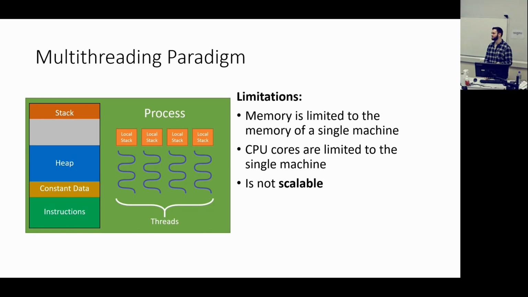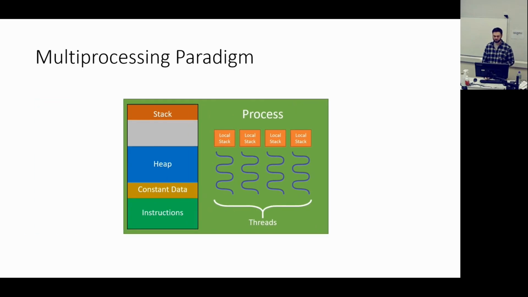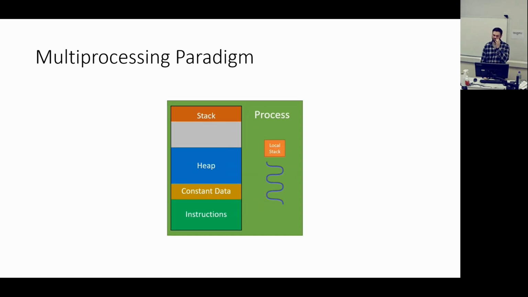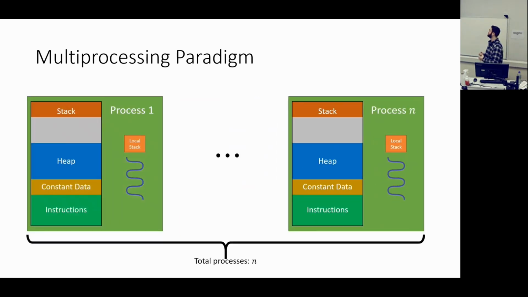And the idea is this isn't very scalable. It's really good if you've only got one computer available to you and you're trying to speed things up quickly. But if you're looking at really huge problems, we need to do something else. So this is where the multiprocessing paradigm comes in. So the idea is instead of just having one big process with all of the data and multiple threads, we instead split things up into smaller processes and have many of them.